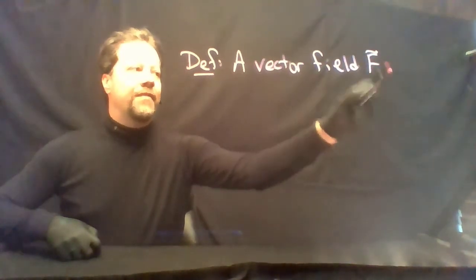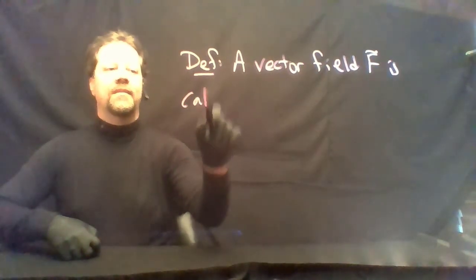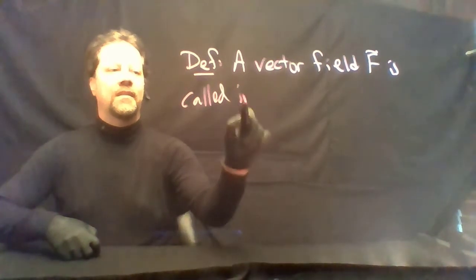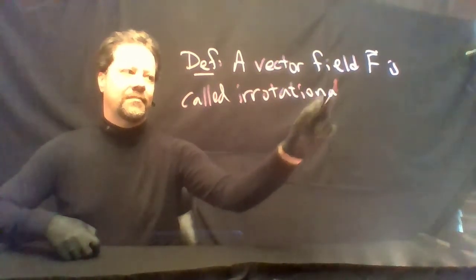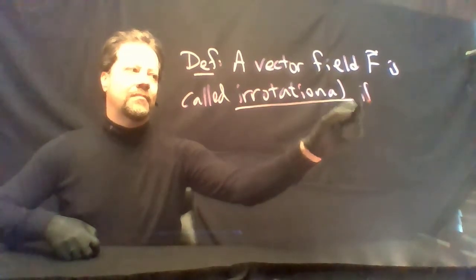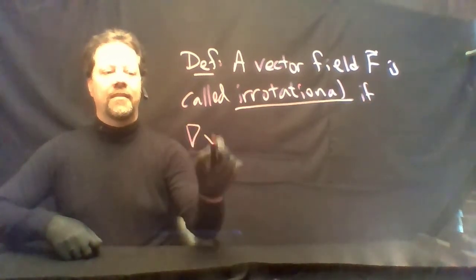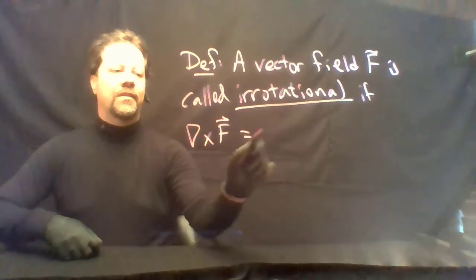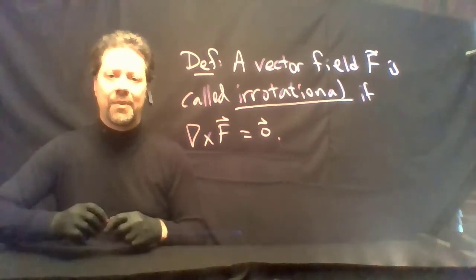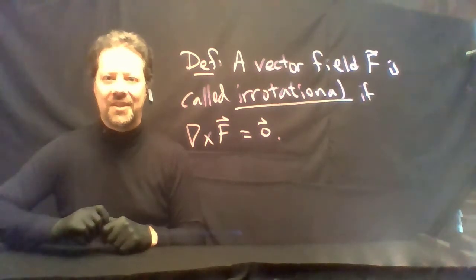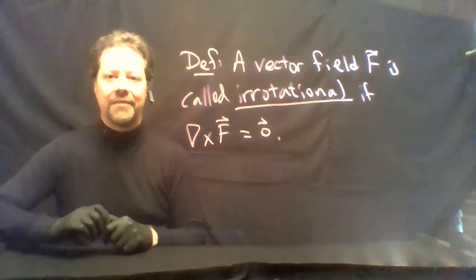A vector field F is called irrotational if the curl is the zero vector. Our first prototype was irrotational. It was also conservative.